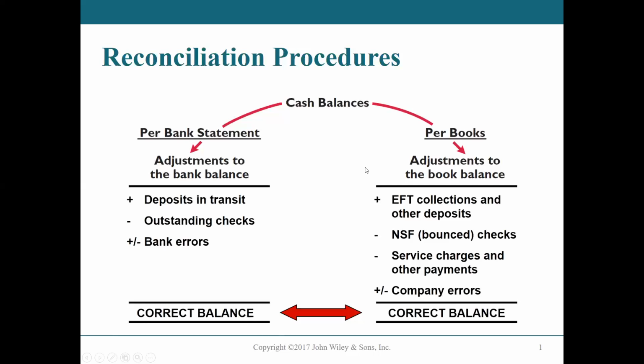Then we would look at our books and make any adjustments to that balance, including any money that was collected and shows up on the statement, but we've not yet put into our book or our records. And subtract any NSF, or non-sufficient fund, or bounced checks, money that we recorded in our books as having received, but when we get our bank statement, we find out we don't really have that money. And we subtract any service charges or other payments that we make to the bank or others through the bank. And then we'd add or subtract any errors that we made on the company side. So this is the process, okay? Let me walk you through one and see if it's helpful to you.